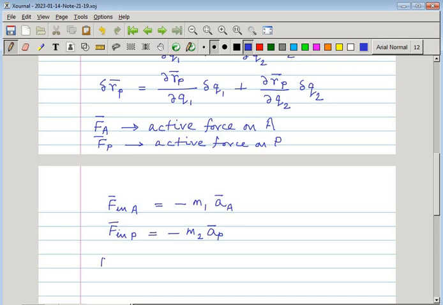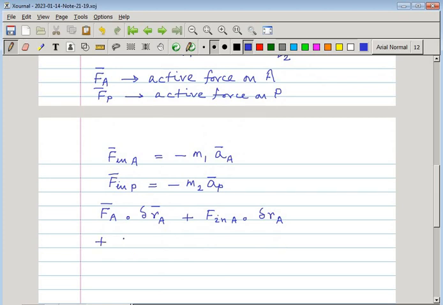And the virtual work principle says that Fa dot delta Ra plus F in A dot delta Ra plus Fp dot delta Rp plus F in P dot delta Rp is equal to the virtual work done, and that should be 0.